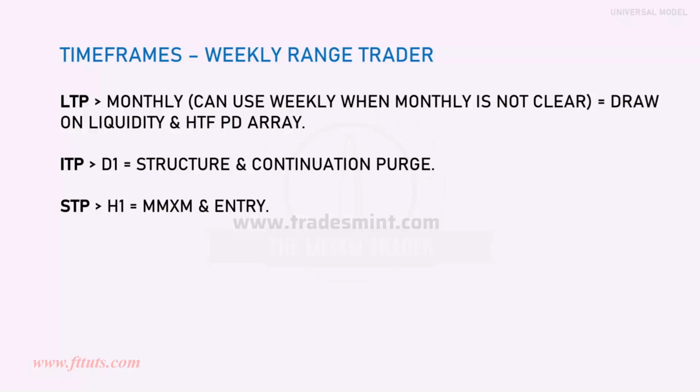So first of all, we're going to talk about that swing trader, right? That weekly range trader. We've got our long-term perspective where we'll use the monthly time frame, and we can also use the weekly time frame if the monthly is not clear enough, and this will be our drawn liquidity and our higher time frame PD arrays. Then we're going to go to that intermediate term perspective, right? We're going to use our daily structure and continuation purge, and then on the short term perspective we're going to use a 1 hour market maker model and entry technique.